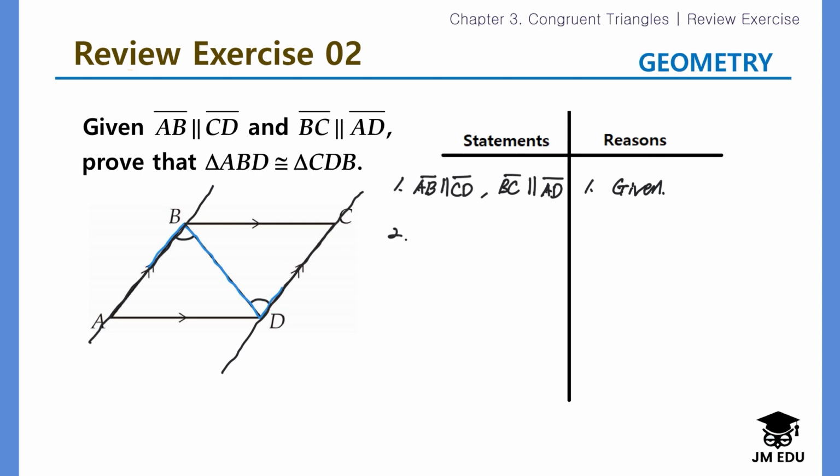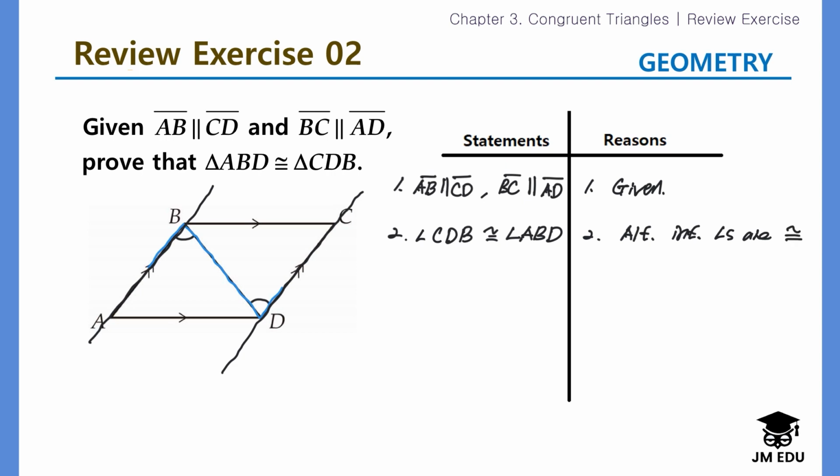So I can write angle CDB is congruent to angle ABD. Angle CBD, angle ABD, they are congruent. Reason, because they are alternate interior angles. Alternate interior angles are congruent.